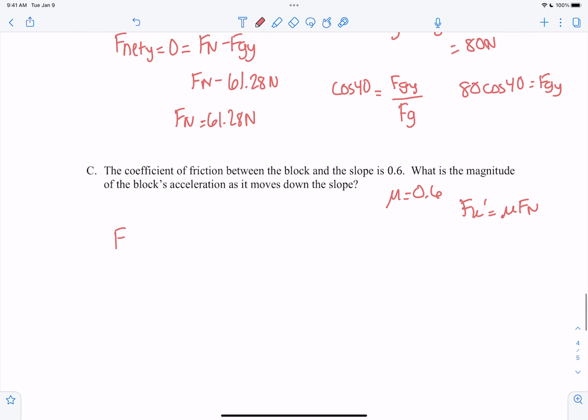If I want to figure out acceleration x, how can I figure out acceleration x? What can I do? Can I set up an equation? Can I do something else? What do I got to do here?